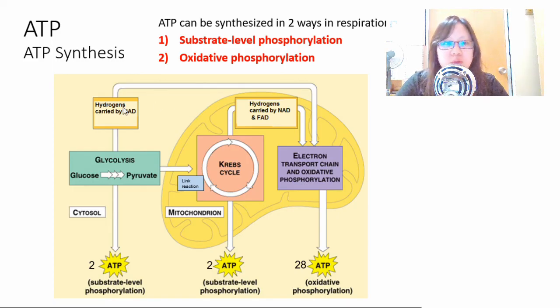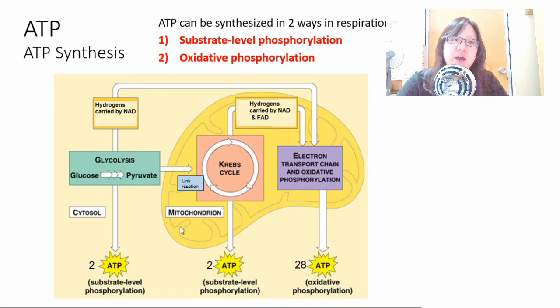So in summary, we can see this picture. There are really two ways that ATP can be synthesized in respiration. Number one is substrate level phosphorylation, which we have seen in glycolysis, which resulted in 2 ATP. The link reaction does not produce or require any ATP. In the Krebs cycle we produce 2 ATP via substrate level phosphorylation, but most of the ATP is synthesized through oxidative phosphorylation. This produces 28 ATP per molecule of glucose.